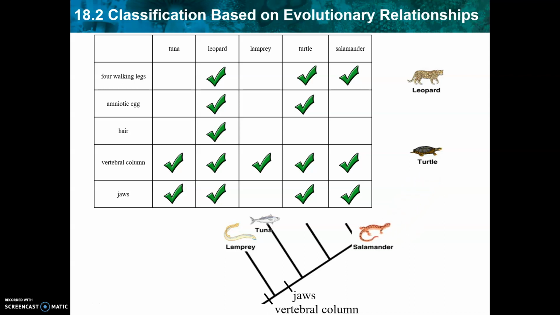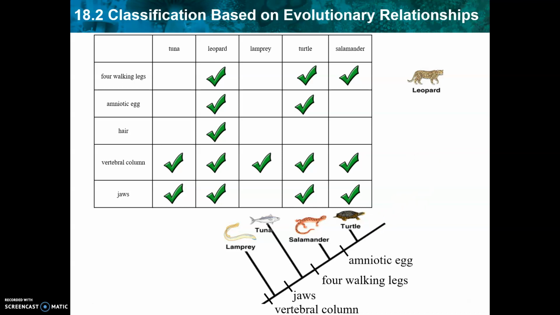Our next organism is going to be the salamander. The salamander has 3 traits from our chart, so that means we're going to add the 4 walking legs. Next, we're going to place our turtle. The turtle has the new derived trait of an amniotic egg, so that means amniotic eggs are present from this point on in our cladogram. And finally, the leopard at the end. And there's one final derived trait of hair that we're going to place on our cladogram.